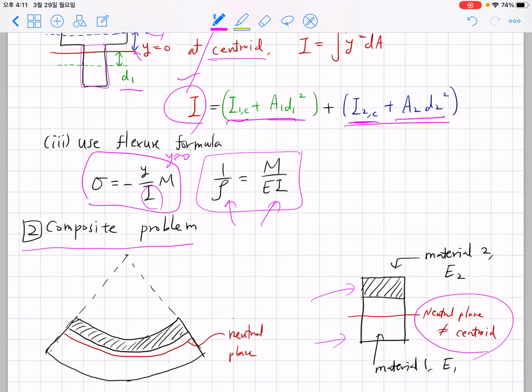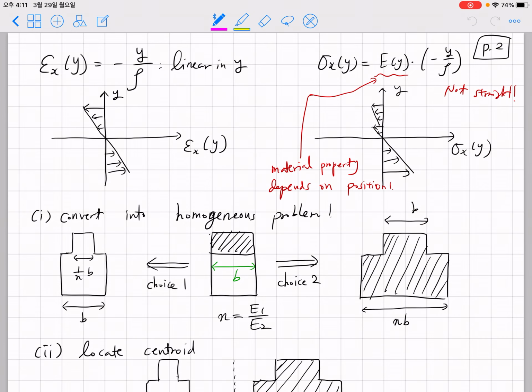Centroid is the center of area, and the neutral plane is where the strain is 0. For pure bending of a homogeneous beam, you can say that the neutral plane is the centroid plane. However, for this composite cross section, such a statement is not true anymore. So how do we approach the problem?